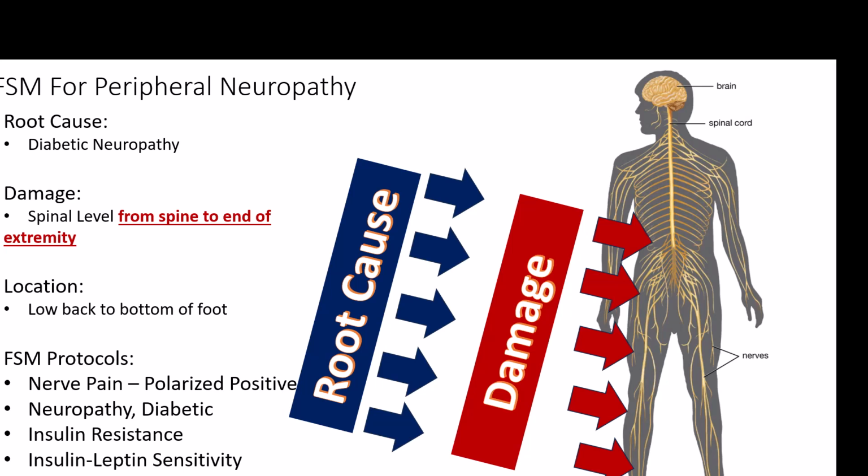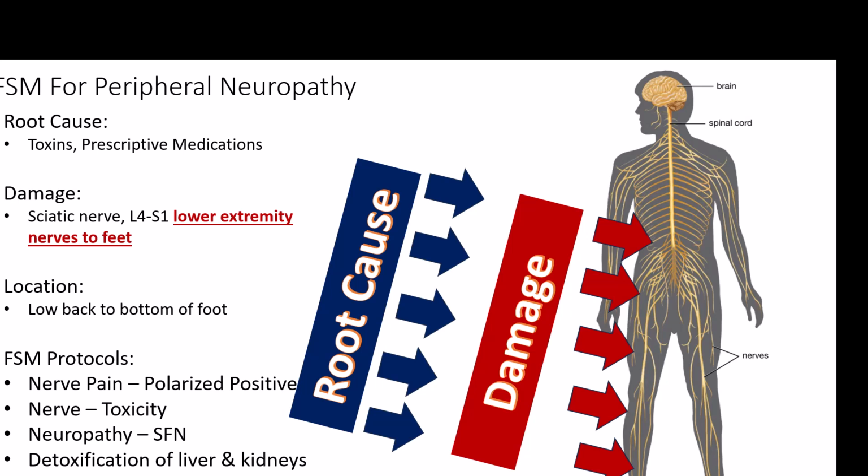Let's look at treating diabetic neuropathy. In this case, we would treat the involved peripheral nerve with the nerve pain or diabetic neuropathy protocols. And to treat the cause or root cause, we might use the insulin resistance, insulin leptin sensitivity, and liver NAFLD, which is non-alcoholic fatty liver disease protocol. The red bracketed protocols would be used for the nerve, and the blue bracketed protocols are to reduce insulin resistance, which is the root cause of type 2 diabetes.